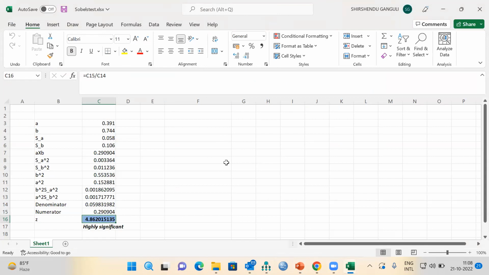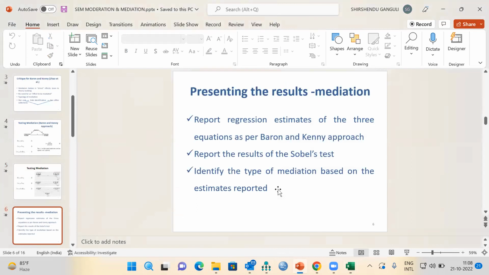So Sobel's test should be significant when you are reporting the mediation results. You have to report the Sobel's test also. It should be significant because if it is not significant, the mediation effect is not there. If the mediation effect is checked from the three equations and the Sobel's test is significant, that means your mediation is confirmed. Then looking at the different equations and their variables and their significance, you decide whether it is a case of full mediation, partial mediation, or no mediation. In case of no mediation, the Sobel's test will also come as non-significant.